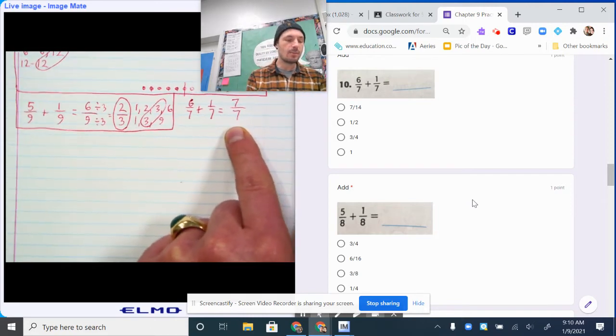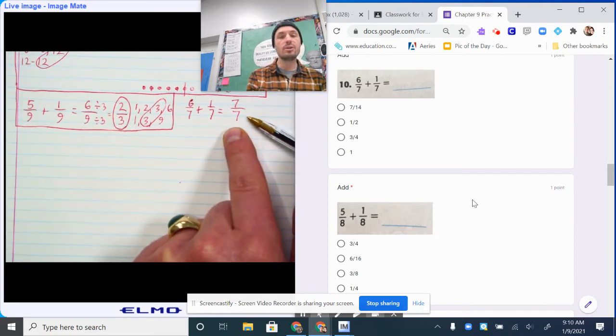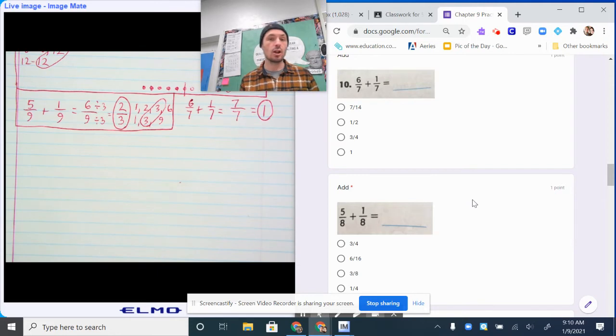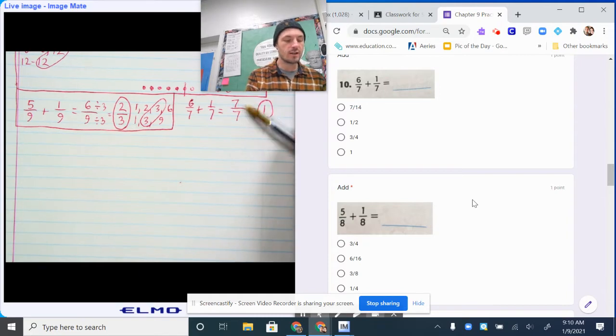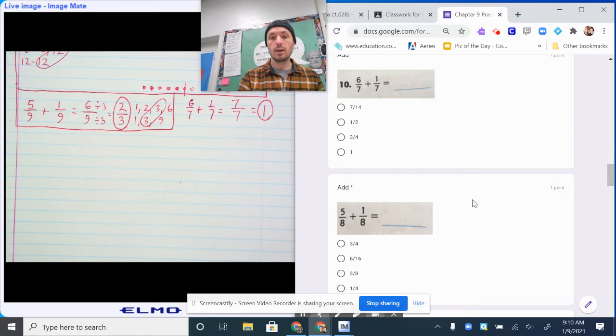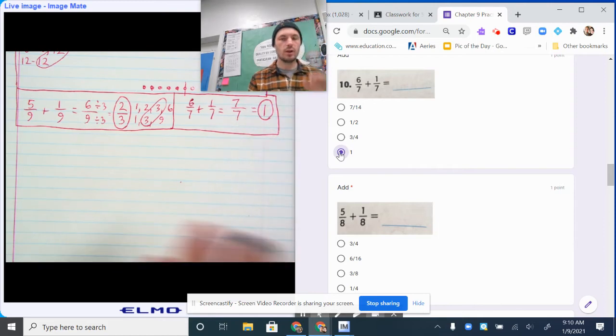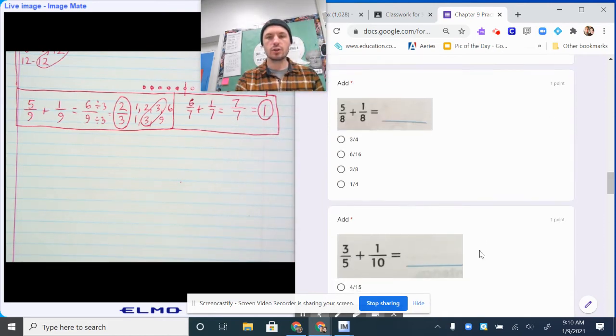It is still improper because it does need to be changed into a whole number. And anytime your numerator and your denominator are the same, the fraction equals 1. Anytime. If it's 6/6, 3/3, 2/2, 10/10, whatever it is, if your numerator and denominator are the same, the fraction always equals 1. So the answer to number 10 is 1. We're going to box that off and move on to our next question.